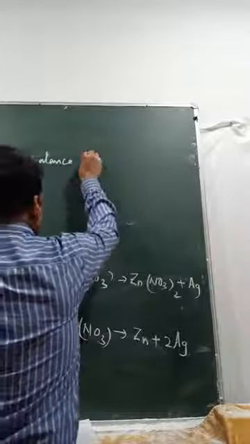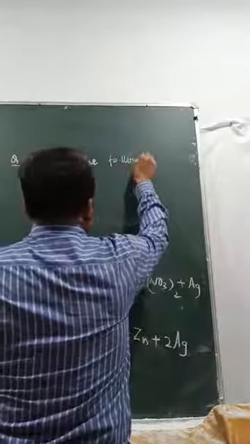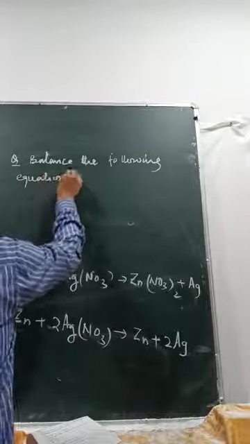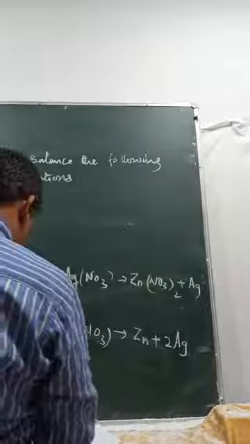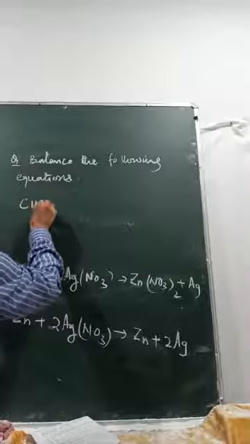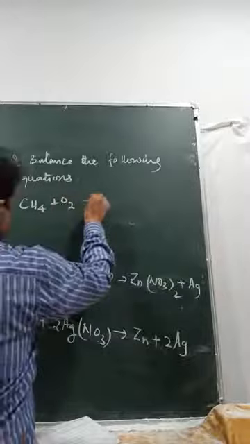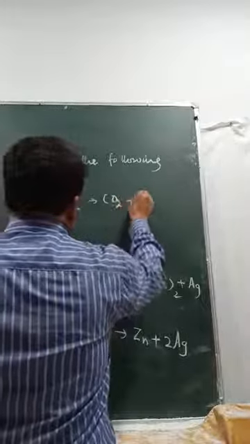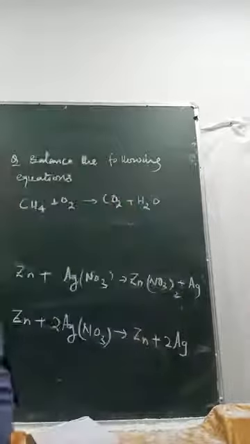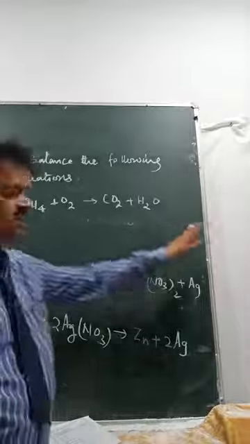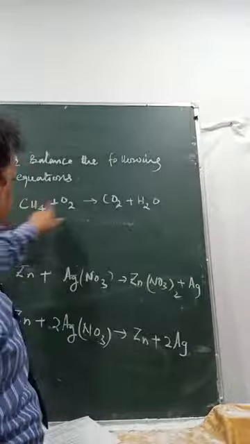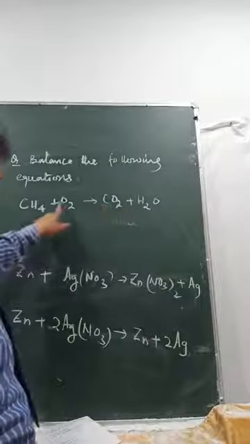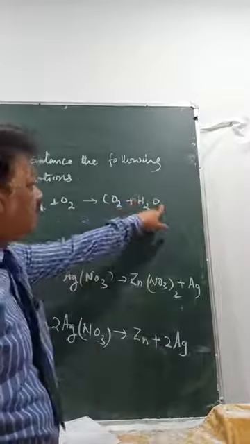Balance the following equations. So that is given to us: CH4 plus O2 gives you CO2 plus H2O. Okay. Check, this is not balanced yet. Carbon is balanced. Hydrogen is 4, hydrogen is 2, not balanced. Oxygen is 2, oxygen 2 plus 1, 3, not balanced.